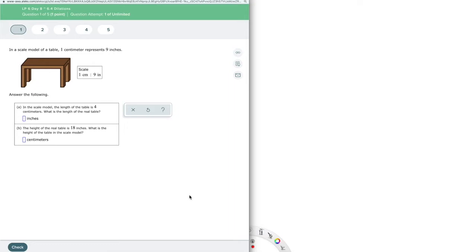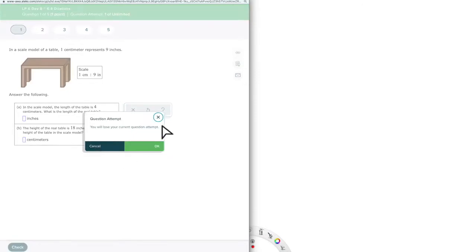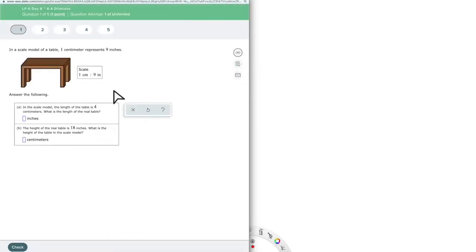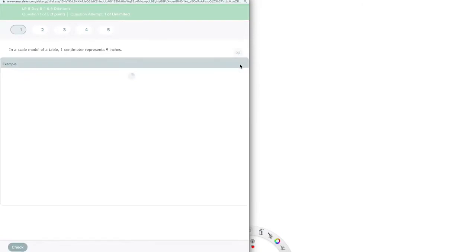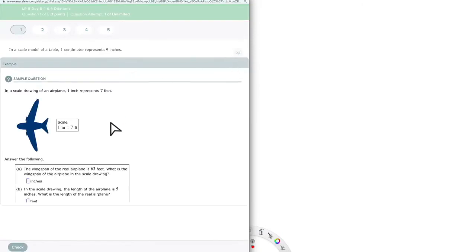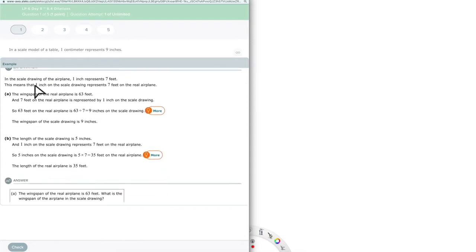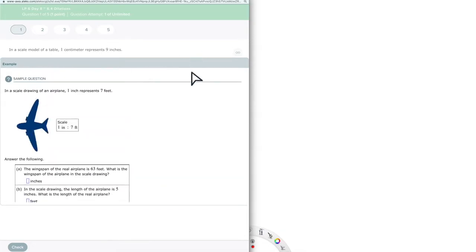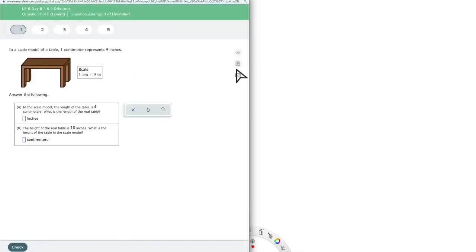On the side here, we have explanation, example, and message center. So explanation tells you you're going to lose your question attempt because it's going to literally explain this problem. It's going to give you the answer. So it's not going to give you the answer and then let you come type it in. Sorry, not how this works. Example shows you an example of something similar to what we're looking at. I know it's a different figure, but same idea. We have a figure of a plane here. Here's a scale factor. It's going to ask us some questions about the scale factor, and we have to apply it. So we can close this. We can look at another example if we want to. We can also message our teacher directly from the screen.